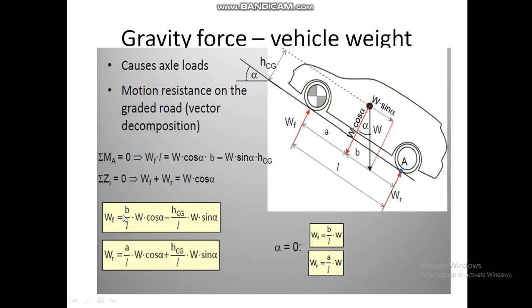So we calculate WF. WF equals B upon L times W cos alpha minus SCG upon L times W sin alpha. Moment about B, this point is called B. WR equals A upon L times W cos alpha plus SCG upon L times W sin alpha. When alpha is 0, WF equals B upon L times W, and WR equals A upon L times W. This is the minus sign, this is the plus sign: front minus, rear plus.